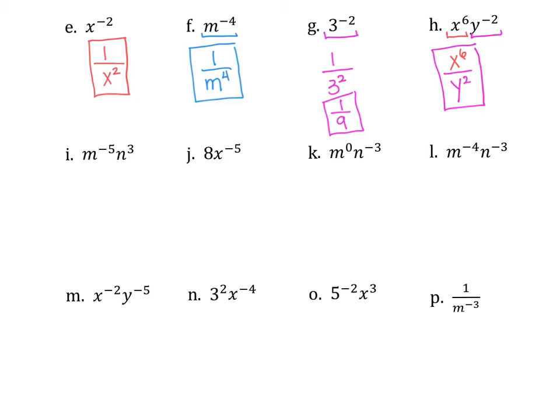Let's look at the first one, m to the negative 5. It's a negative exponent, so I have to move it. I'm going to move it to the bottom, and then I can make the exponent positive. Now n to the 3, that's already positive. I'm going to leave it alone and leave it at the top.